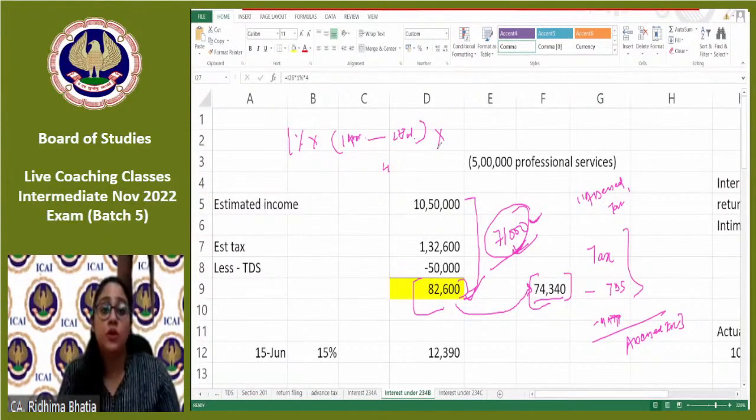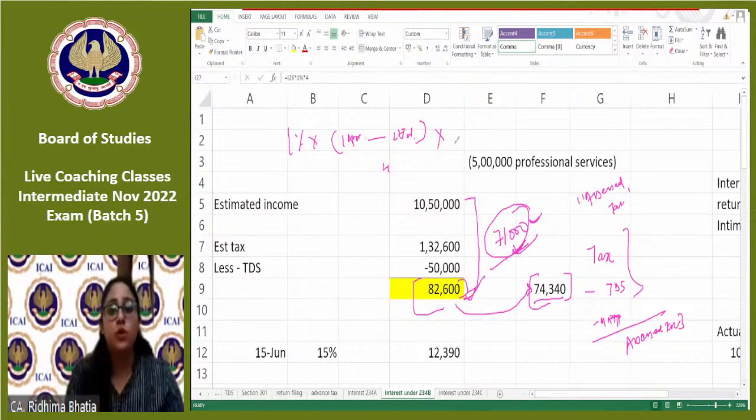What was not deposited, right? Not the amount which is deposited, not the amount which should be deposited, but the amount which is not deposited. So not deposited would be what? 82,600 minus 71,000 or minus 74,340. This is the 90% wala amount. This is the actual amount. Deposited, and this is the assessed tax.